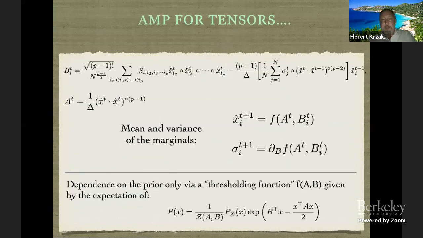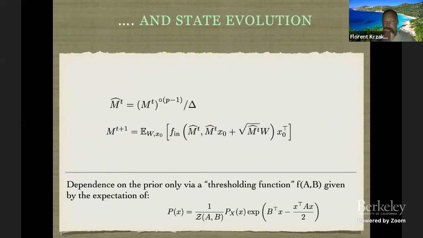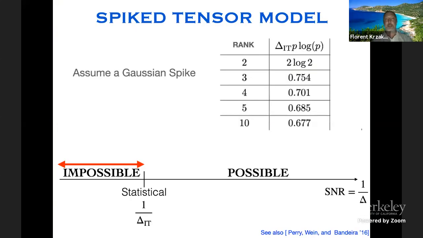You can write message passing. This is how it looks. It has been written in that case by Andrea Montanari and Emile Richard. And you have a state evolution, so you can also track what the message passing does. Same story all over again. So what is going on? Well, in a nutshell, this is what is going on for this problem.